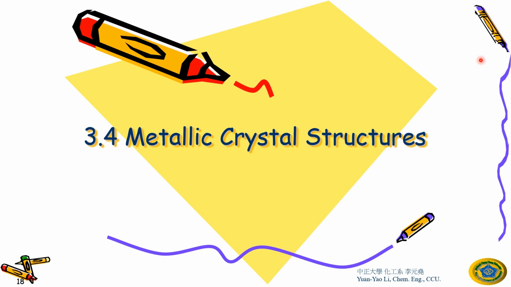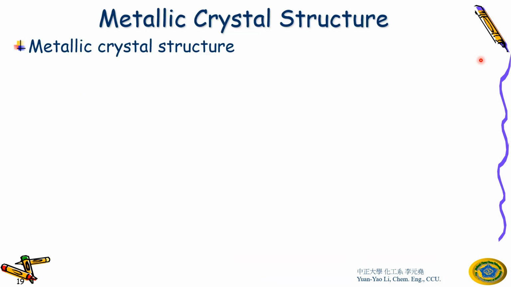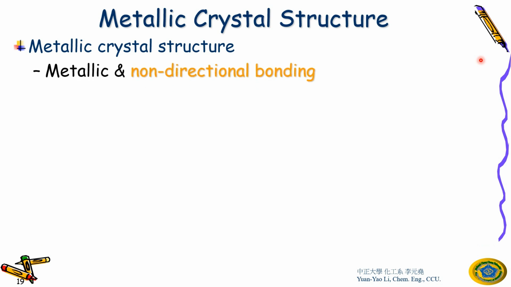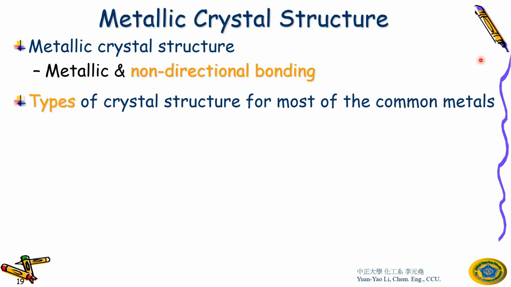Okay, so let's go to section 3.4, metallic crystal structures. So basically, the 2-dimensional repeat unit or unit cell is very important to identify whether this is a crystal structure. So for metallic crystal structure, I think you learned this in high school. So I think it's not difficult at all. So we understand metallic bonding is a non-directional bonding, right? So this is the type of crystal structure for most of the common metals.